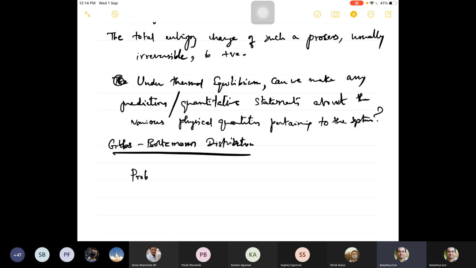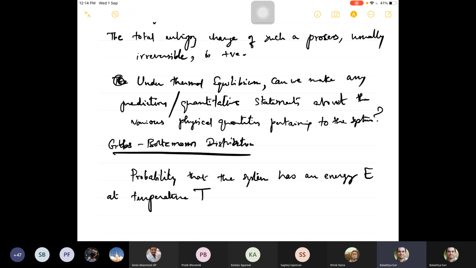That the probability that the system has an energy E at temperature T is proportional to the exponential of minus E by kBT, where kB is Boltzmann's constant.